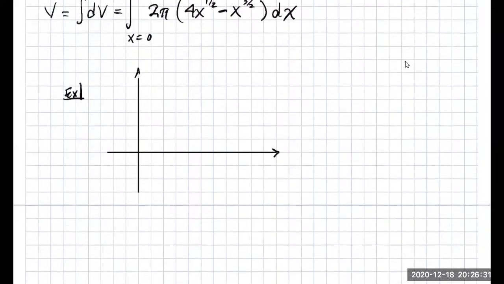Okay, in this example, I'm going to take a steep diagonal line like that. And I'm going to take this and I'm going to rotate it around the x-axis. Now the region is going to be bounded. Actually, you know, let's go back to that. Let's be consistent with the color, right? Let's make it this triangle right here.